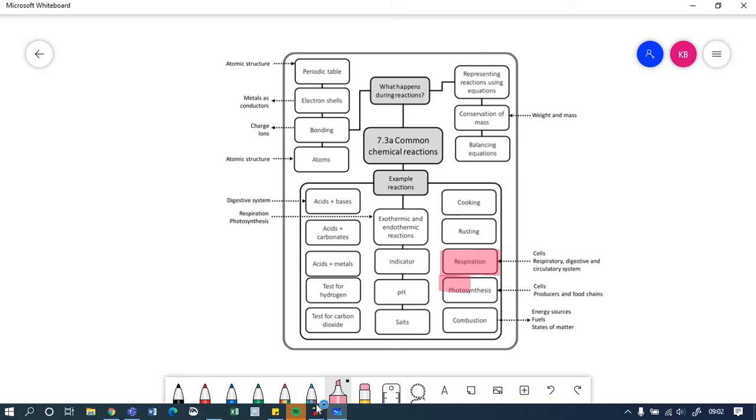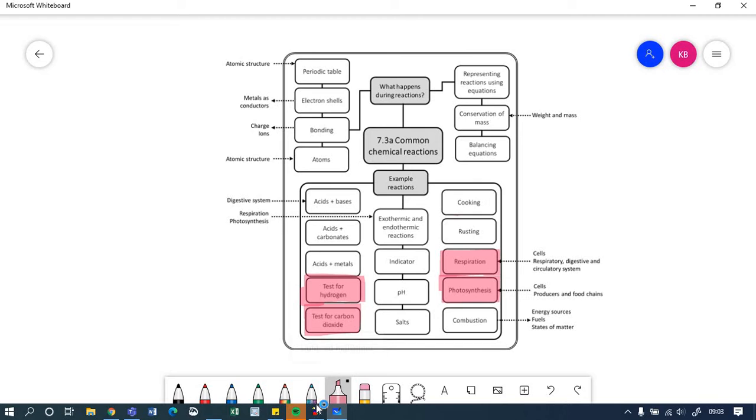We haven't done much on photosynthesis. We've done a little bit on combustion. We've done lots on salts, pH, indicators, endothermic, exothermic, yes. We haven't really covered tests of hydrogen because that's a practical. We haven't done tests for carbon dioxide, which is a practical as well. We have done acids and bases, acid carbon. So I've gone through it.